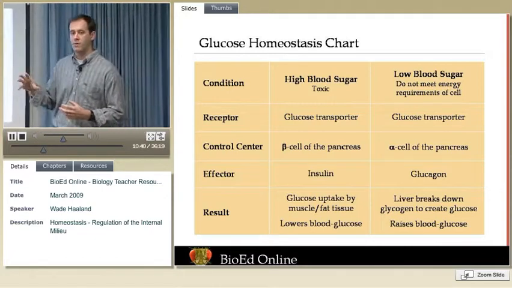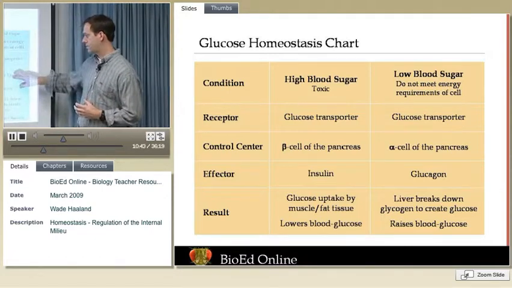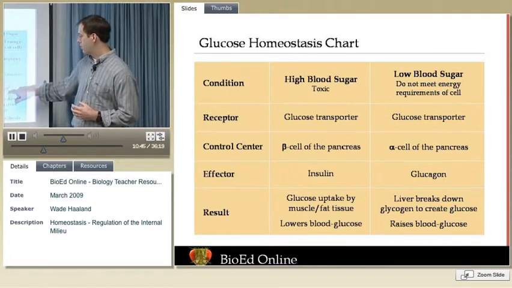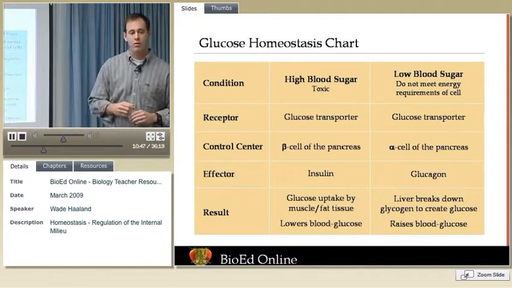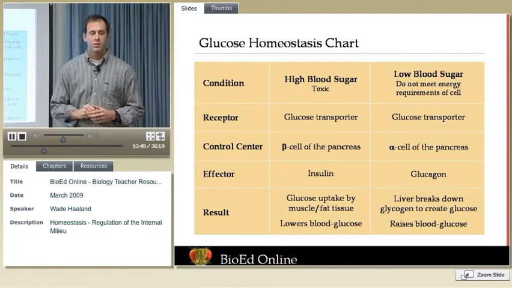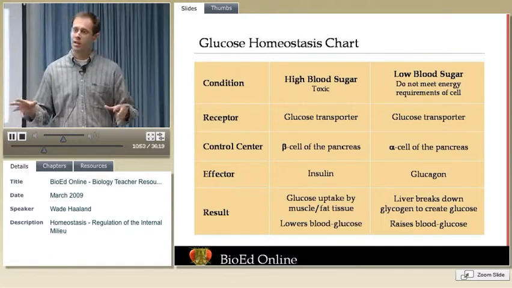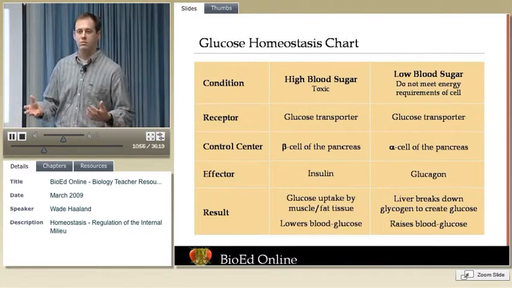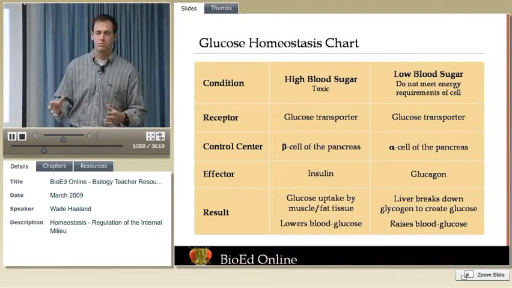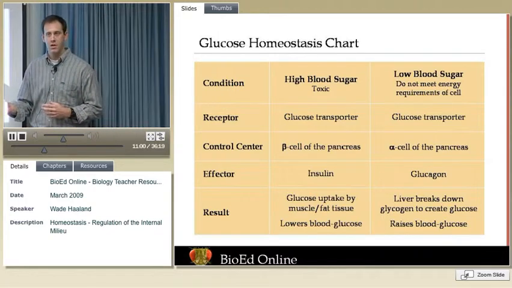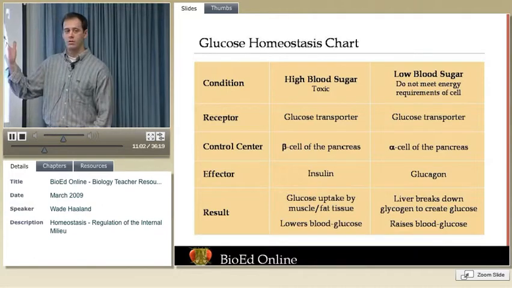And the alpha cell, in response to this low glucose, and the alpha cell is now a control center, is going to secrete the hormone glucagon. What glucagon does is it goes to the liver, and it tells the liver that it needs to produce glucose. And the liver has mechanisms of doing this. And so what happens is we raise the blood glucose.